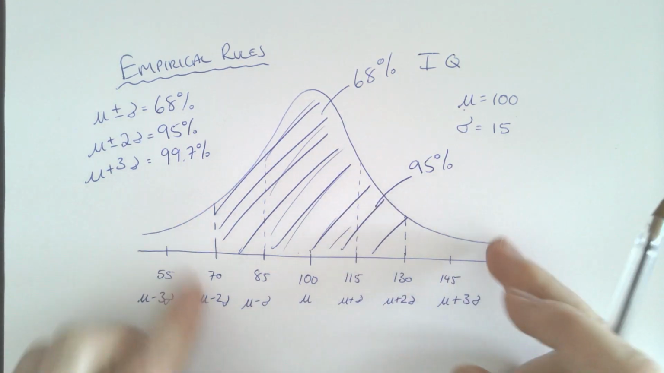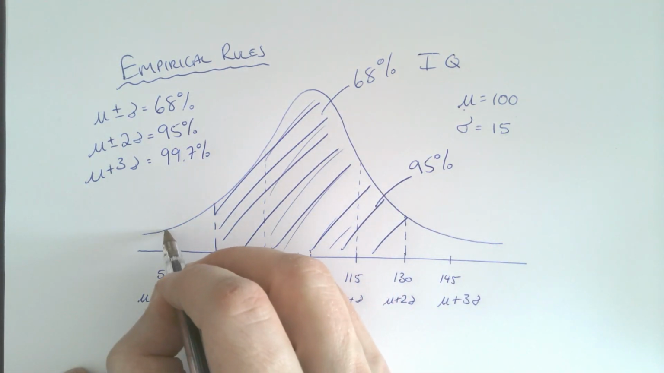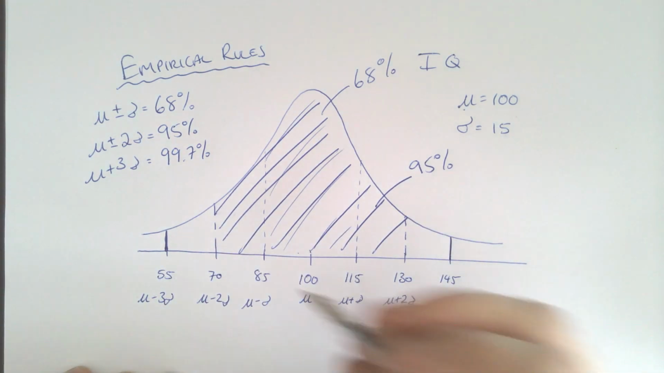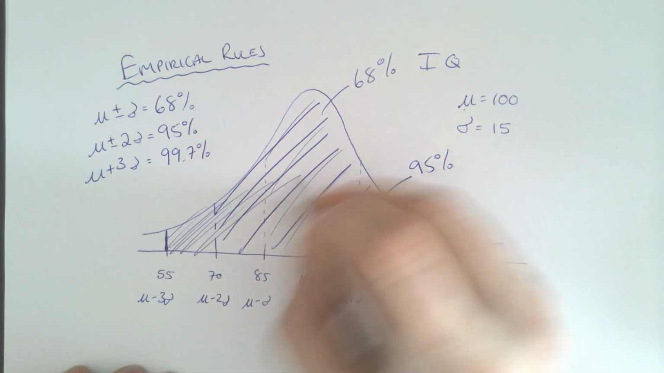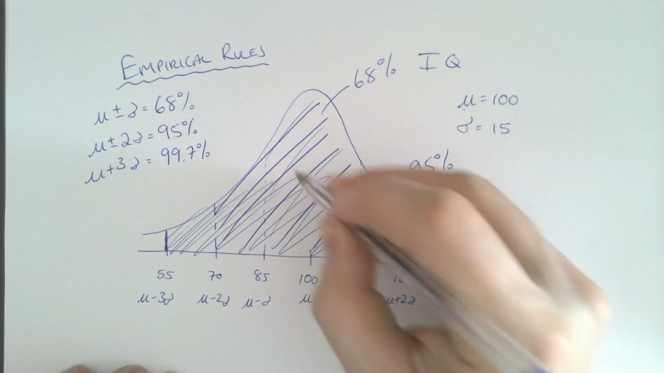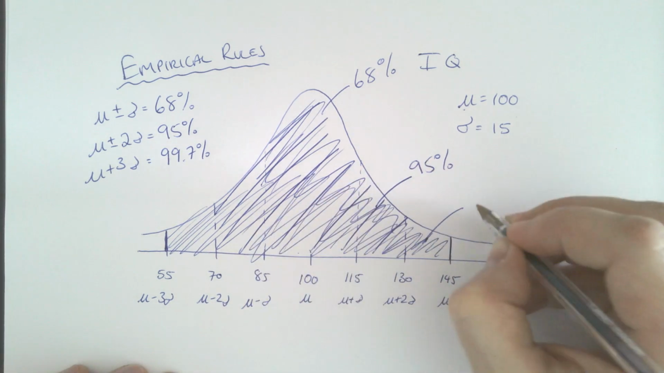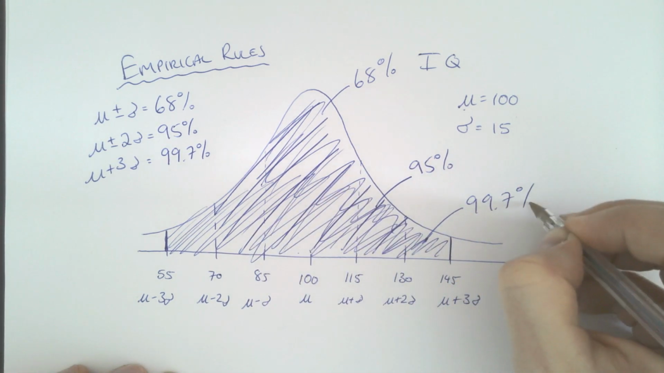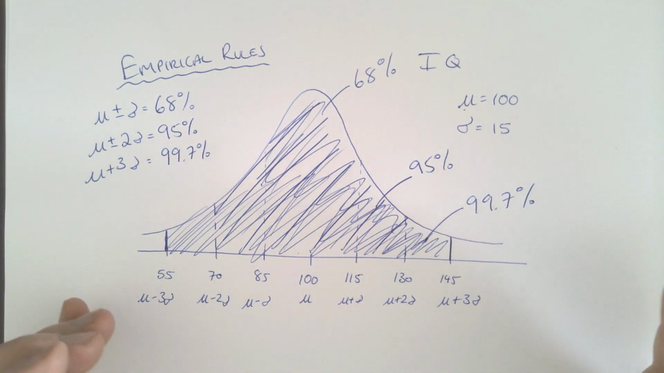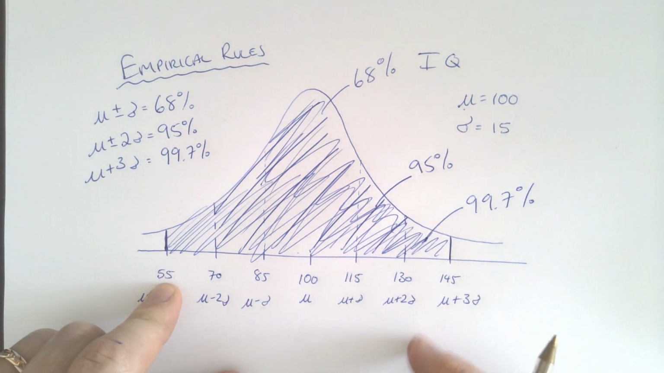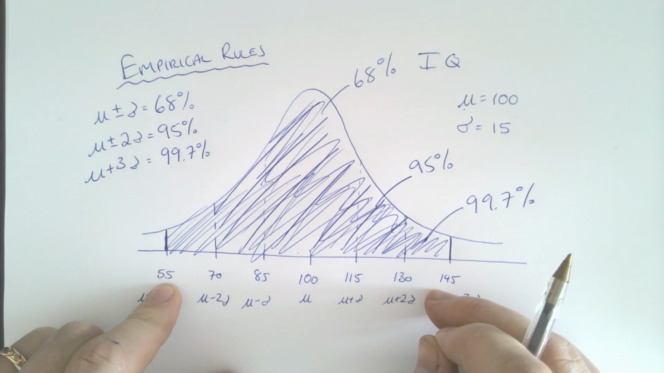So 3 standard deviations away would be going all the way out here. I'll just do it as a solid block line to a solid block line. And that would be saying everywhere, whoosh, shading all of this in, from beginning to end, all of this shaded region now would be 99.7% of people. So we're saying 99.7% of the population have an IQ of between 55 and 145.